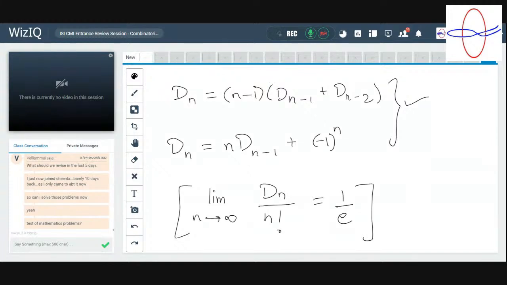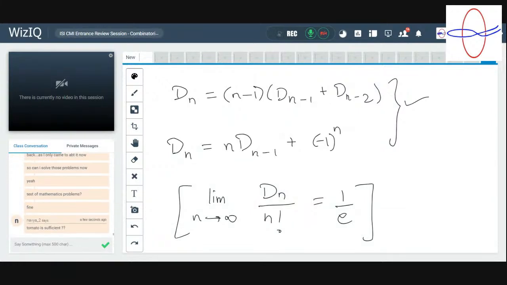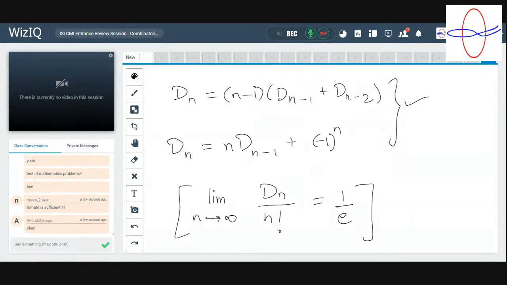Yes, Tomato is the Test of Mathematics at 10 plus 2 level. That's what we call it. Everyone calls it Tomato. Yes, now just keep revising Tomato and your notes. That's it. Don't do anything else. Okay. Any other questions?